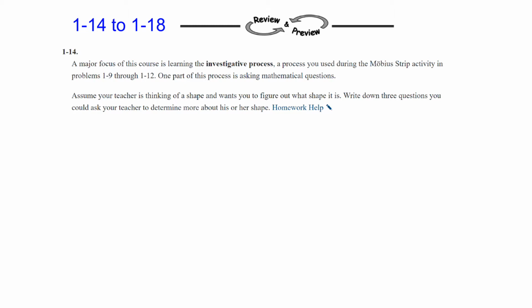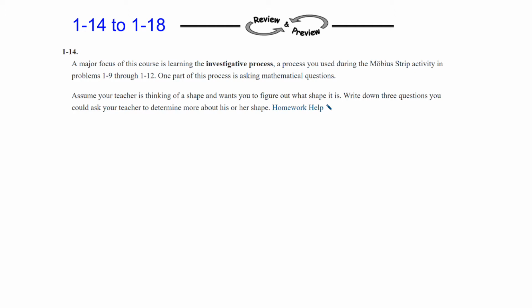Question 14. A major focus of this course is learning the investigative process, a process you use during the Mobius strip activity in problems 9 through 12. One part of this process is asking mathematical questions. Assume your teacher is thinking of a shape and wants you to figure out what shape it is. Write down 3 questions you could ask your teacher to determine more about his or her shape.